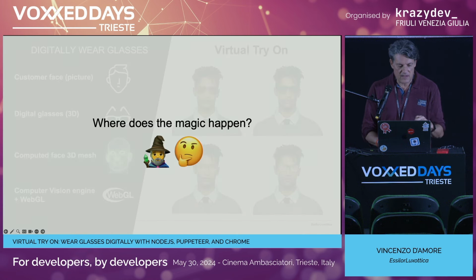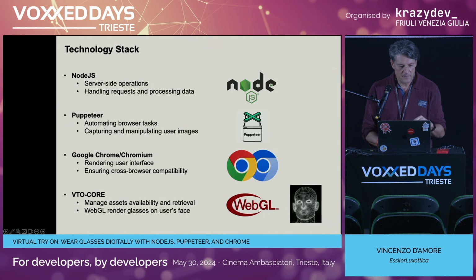But let's go there. Where does the magic happen? Let's look inside this thing. Let's dive into our technology stack. Our technology stack is almost simple. Okay, our technology stack is composed of four parts.